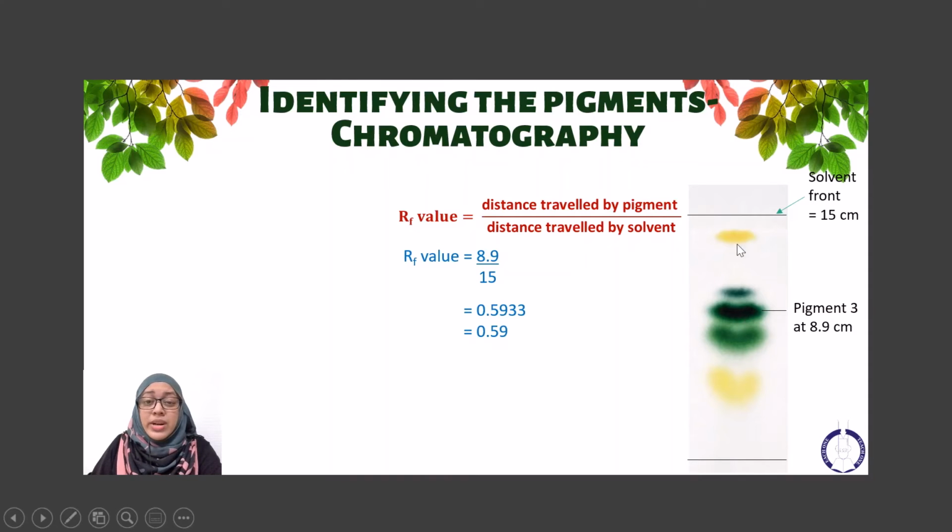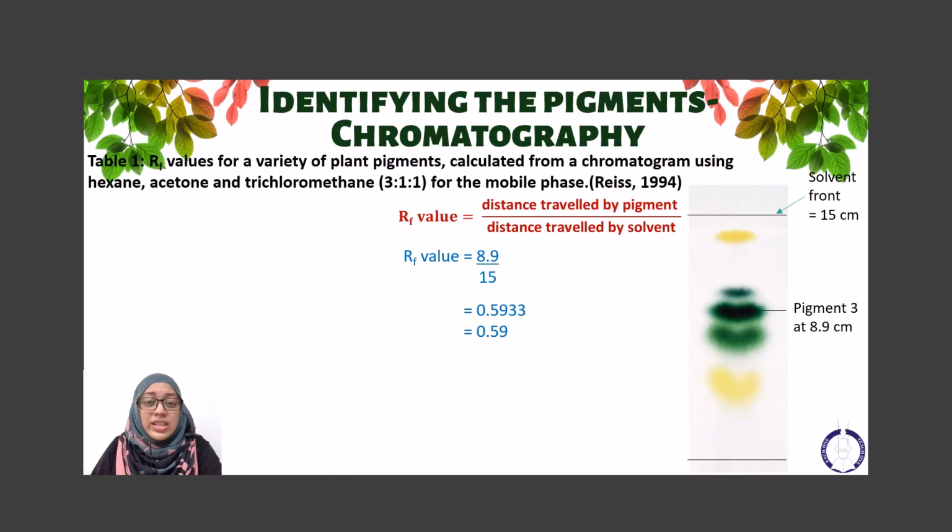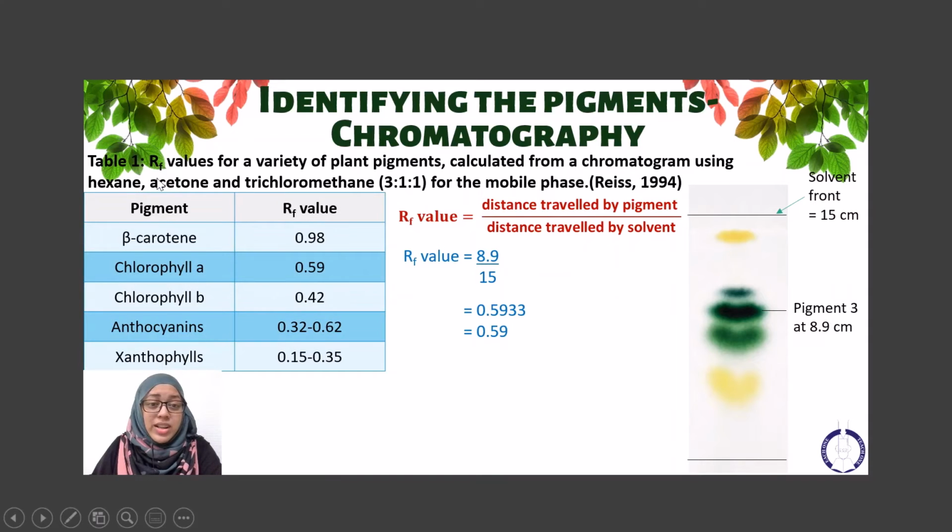So I'll check for somebody else who's already identified what the pigment is and calculated the RF values from some other reference source. So I find this information online, and I found that this person has used the same solvent that I have used, and he also has one pigment, chlorophyll A, that is of the same RF value. So I know that my pigment 3 that I've got is the most abundant pigment that is found in my money plant that I have.